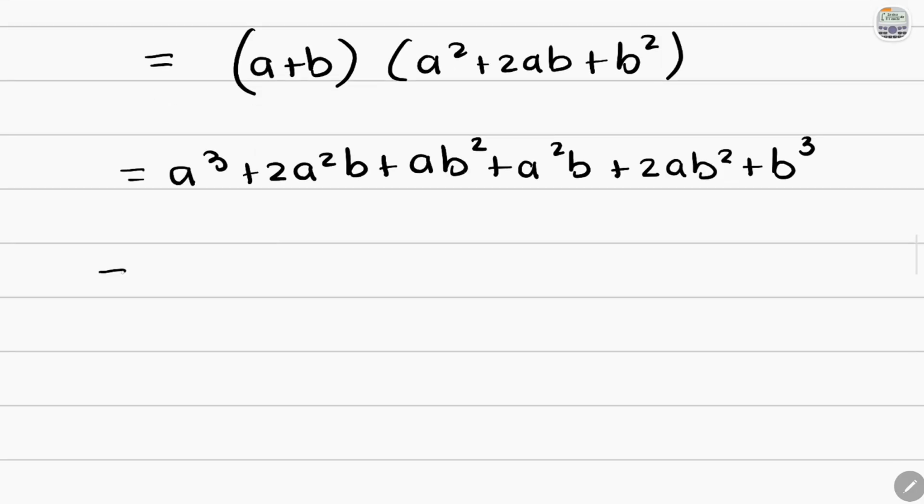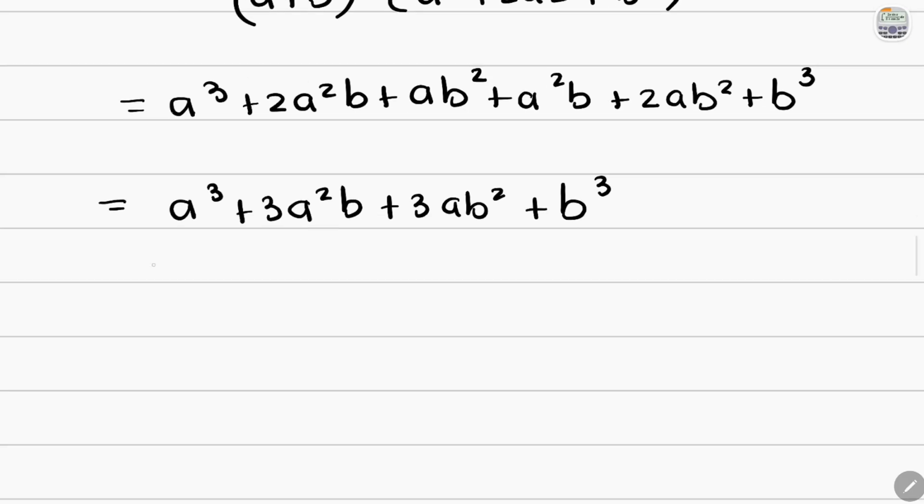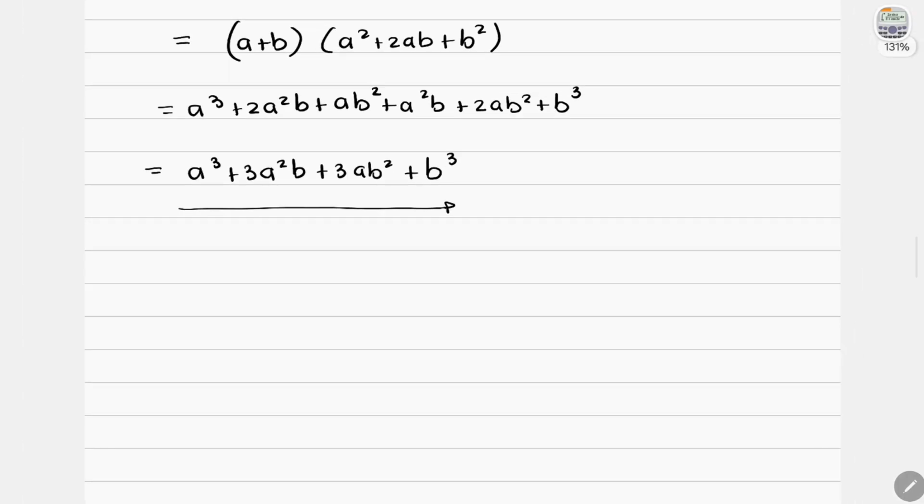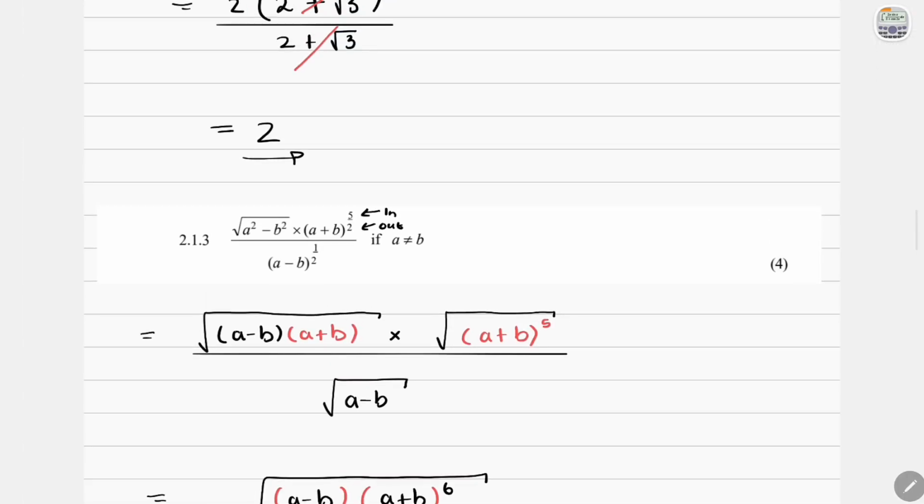And then just put your like terms together. So we have a to the power of 3. And what is like with 2a squared b? That would be a squared b, and together, 2 plus 1 is 3, so this is 3a squared b. And then what is like with ab squared? That would be the 2ab squared, so that is 3ab squared, and then just plus b to the power of 3. And that is our answer. Okay, and that is it for this question.